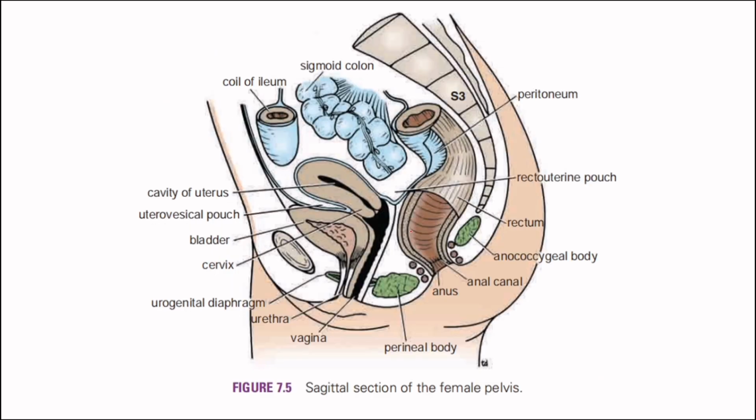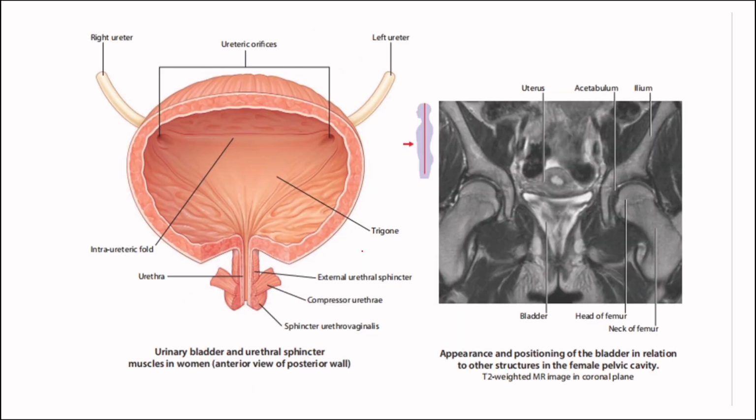Right, we move on. The superior surface is covered by what? By peritoneum. Then the interior surface of the bladder has mucosal folds that are kind of coiled, called rugae, except the trigone of the bladder.